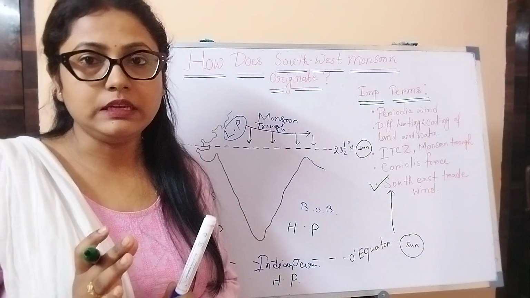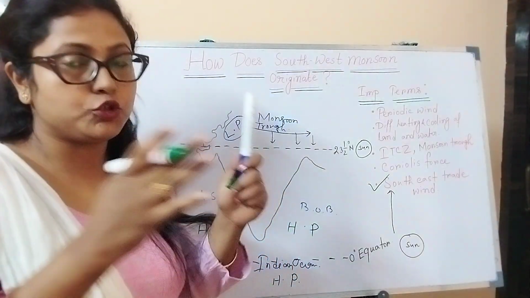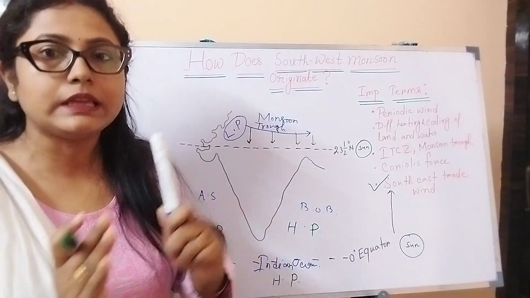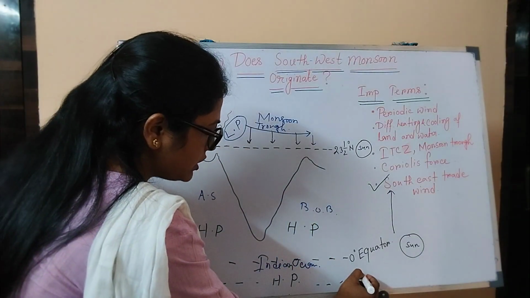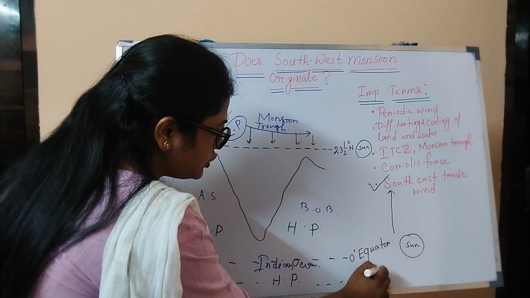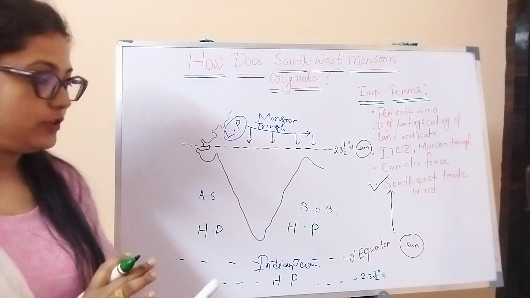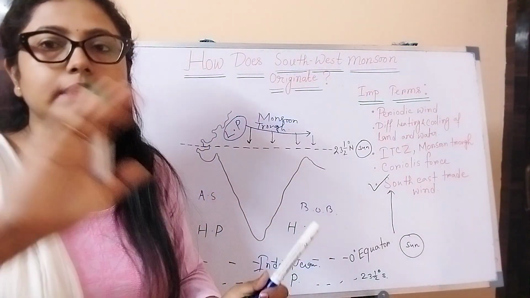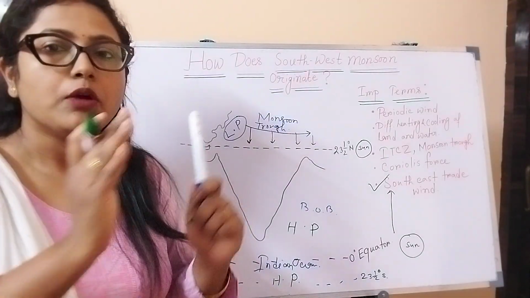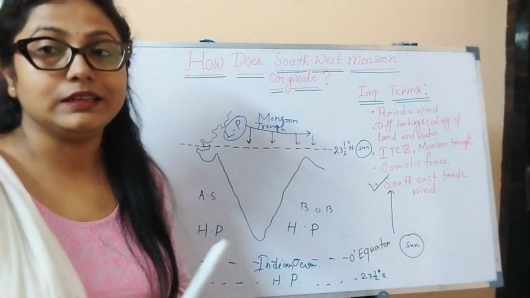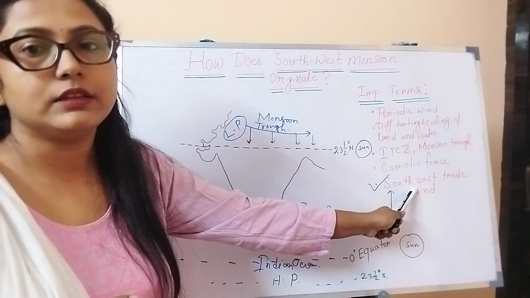Just keep in mind that in this area, from the Tropic of Capricorn towards the equatorial region, here is the Tropic of Capricorn, just below the equator. Now from the Tropic of Capricorn towards the equator, a wind is always blowing throughout the year. The name of that wind is the southeast trade wind.